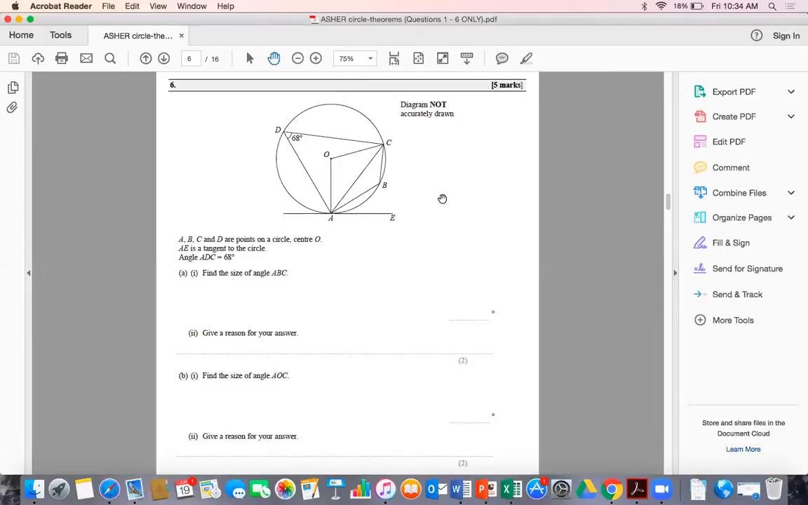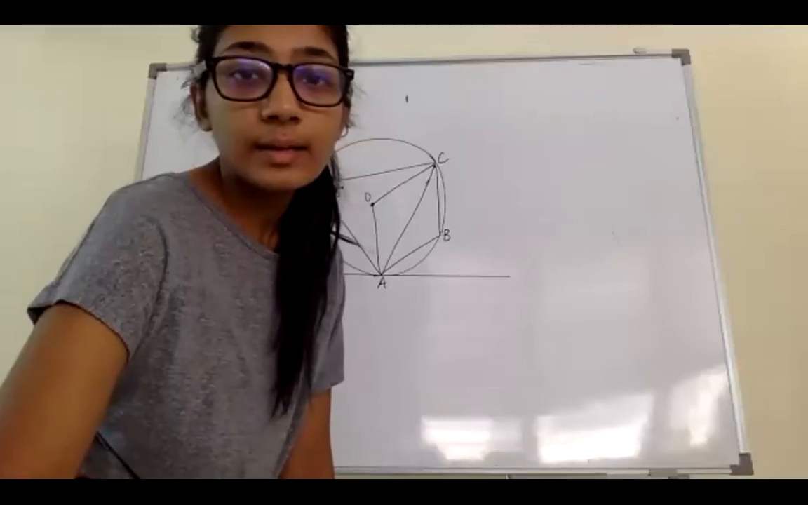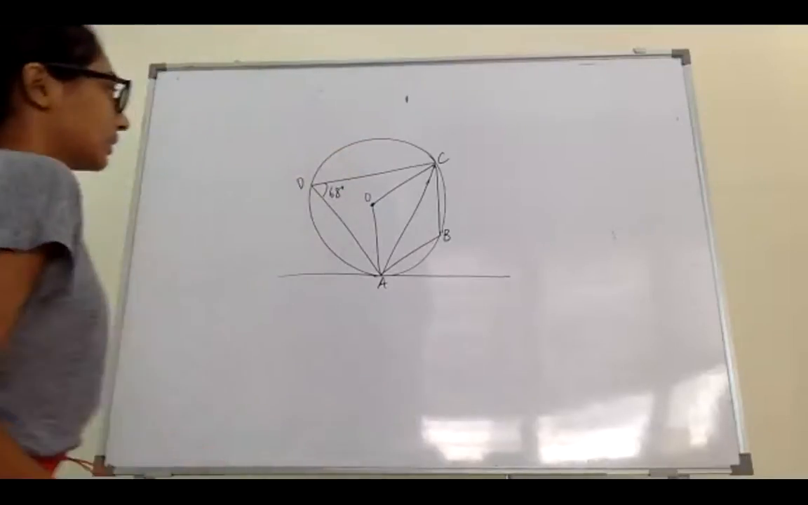A, B, C, D are points on the circle. Center O, AE is the tangent to the circle. Angle ADC is 68. I got 44 for A1. Okay. Yeah.